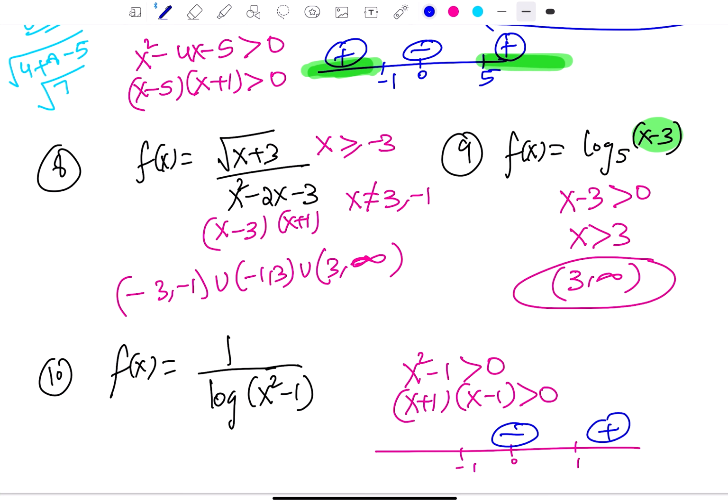If I choose x to be -2, negative 2 plus 1, and the negative times negative will be positive again. So in this case, I'm okay with everything to the left of negative 1 and everything to the right of positive 1. So my domain would be negative infinity to negative 1, union 1 to infinity. It's all about the domain of a function.